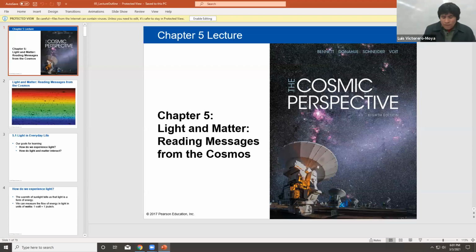Okay, guys, so chapter 5 is a continuation of some physical concepts that we need to understand before we go into the study of stars, galaxies, and the universe as a whole. We need to understand how light interacts with matter, how we measure light, and what we use to represent light theoretically.